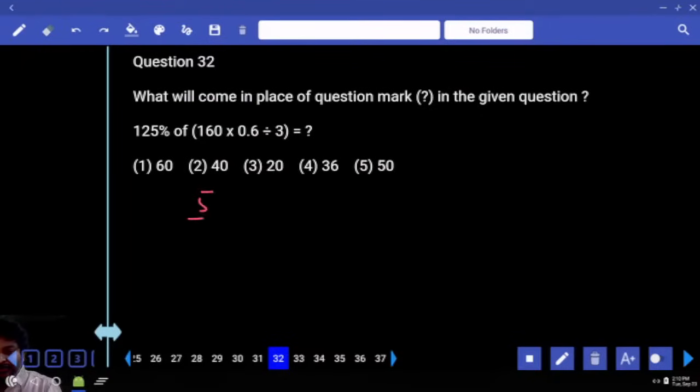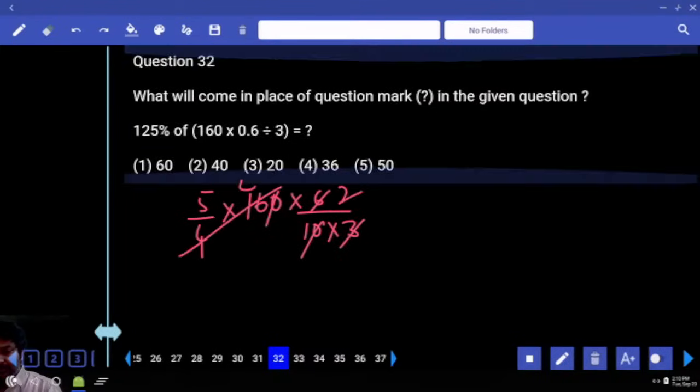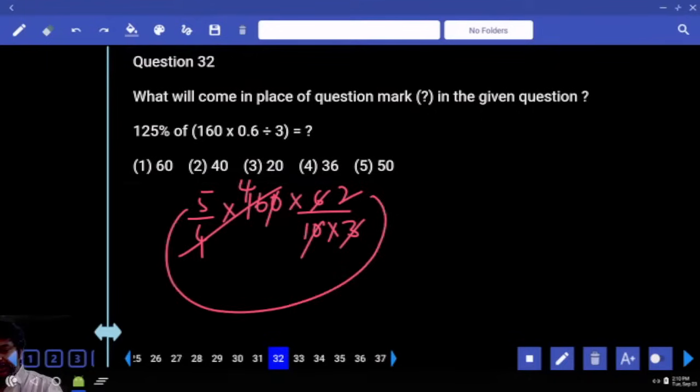5 by 4 into 160 into 6 by 10 by 3, 0 cancel, 3 2 times, 4, 5 into 2 10 into 4 40.